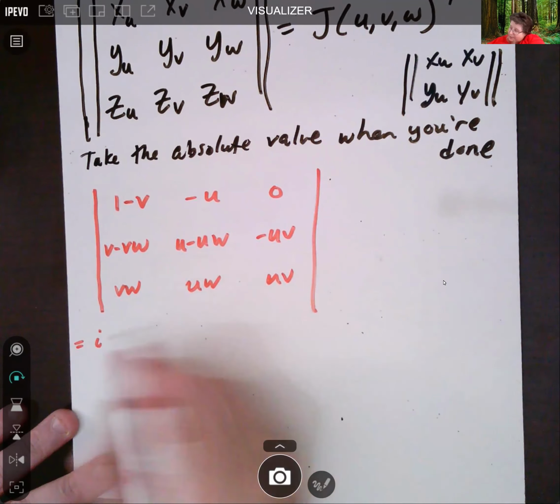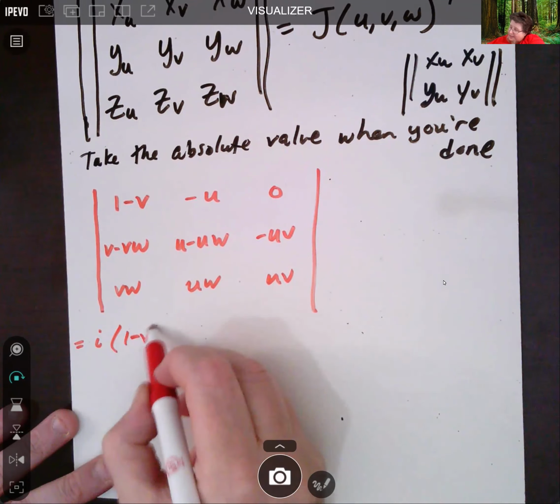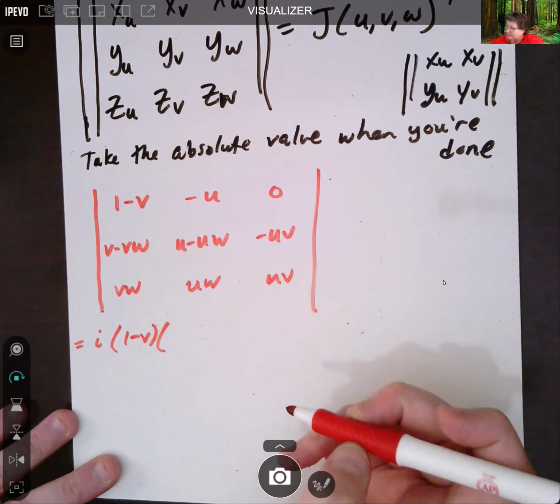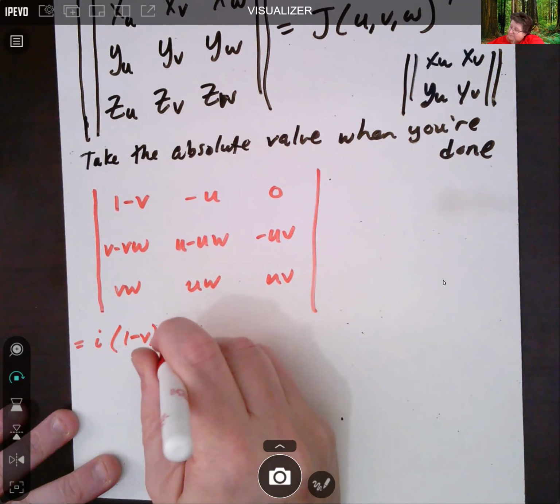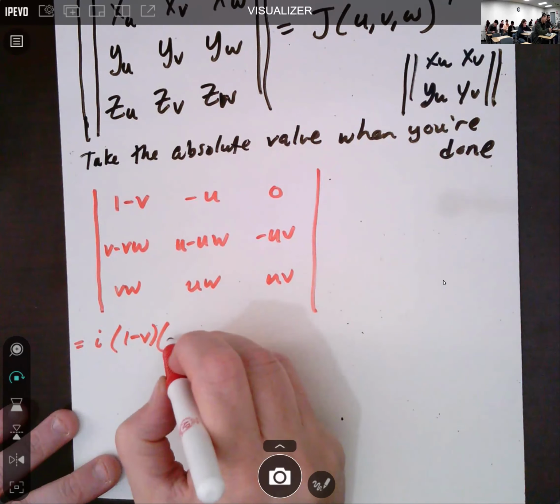So we have the i component will be 1 minus v.